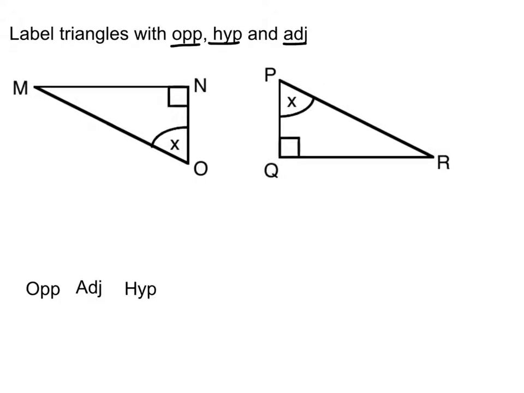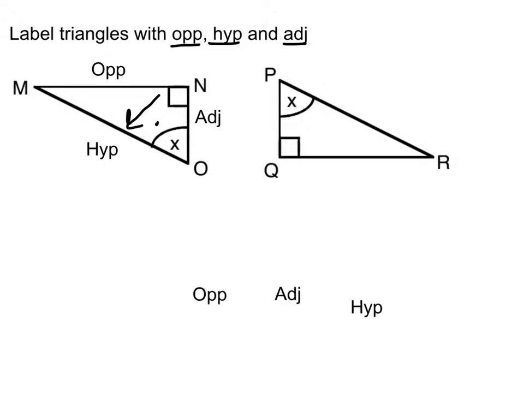So let's look at the first triangle, MNO. The angle we're looking at is here, x. So the side opposite x we will label op. That's MN. Now, the longest side of the triangle, the hypotenuse, is the one that is opposite the right angle. So MO is hypotenuse, so we'll label that hype. That leaves us with adj for adjacent, which is NO.